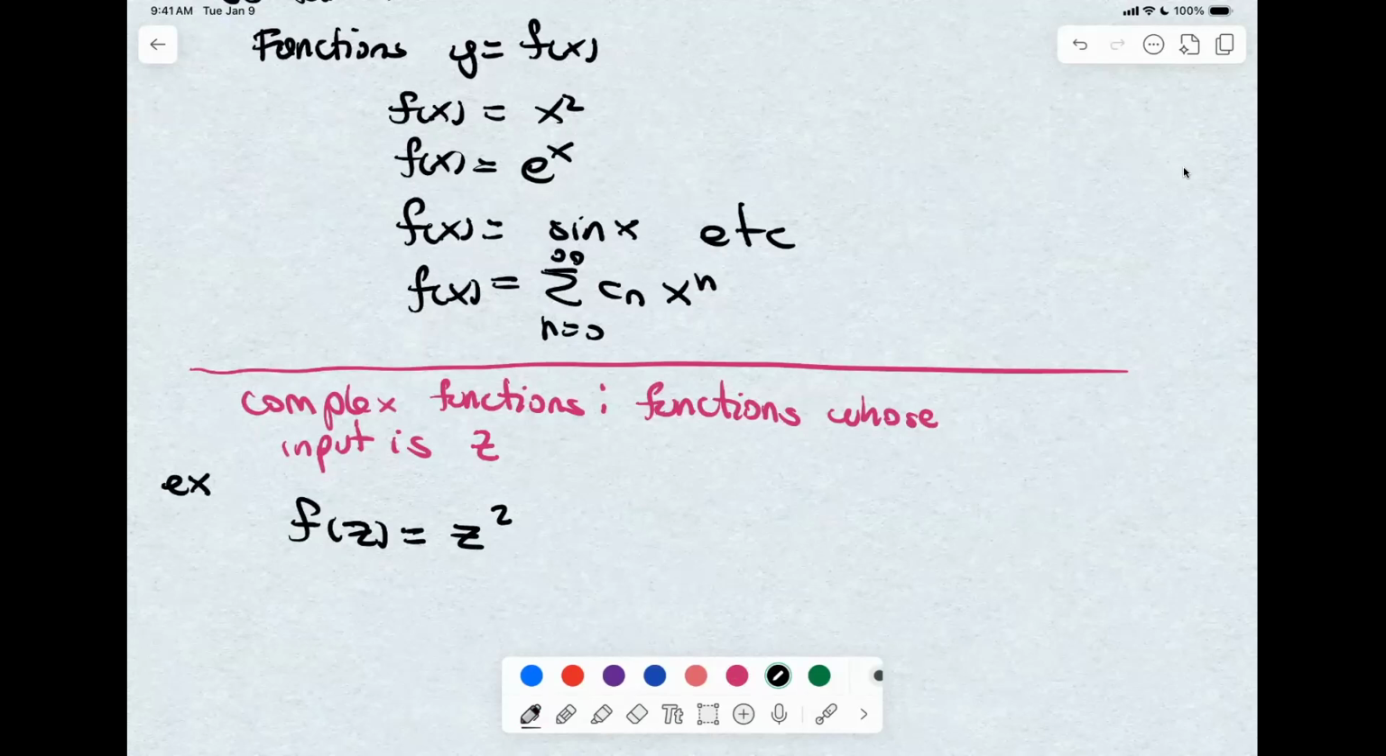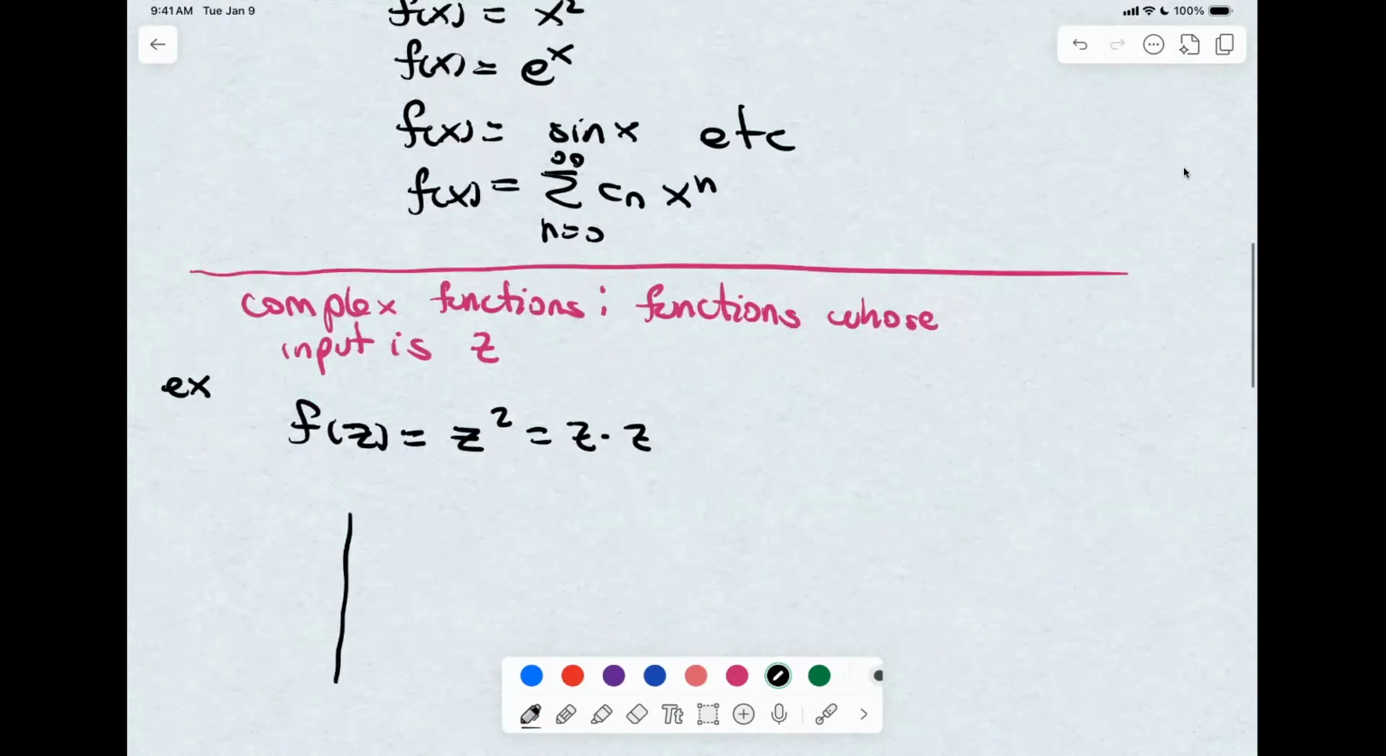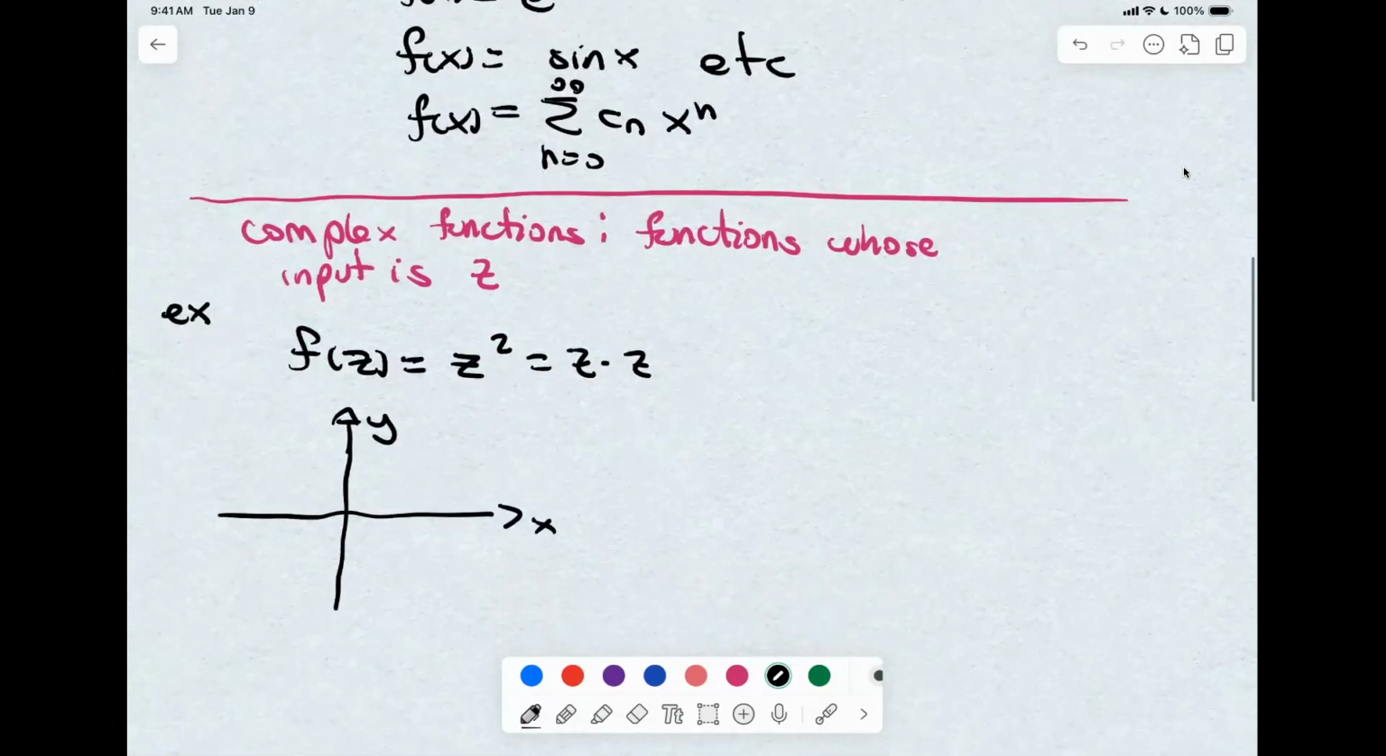There are a couple of ways to think about what this function does. One way: what is z squared? That's z times z. If you have the xy plane and z here, maybe it has an angle theta. If you remember how I mentioned the multiplication works with complex numbers, the angles add. So it would be theta plus theta.